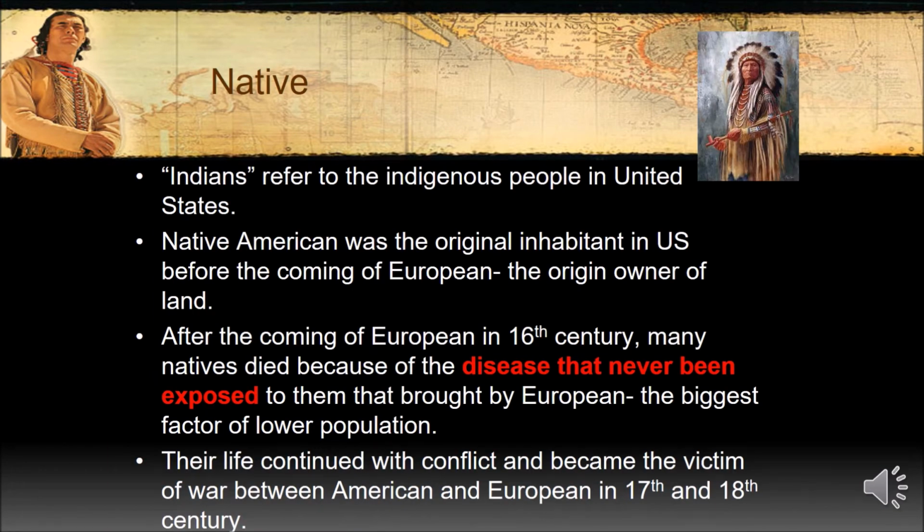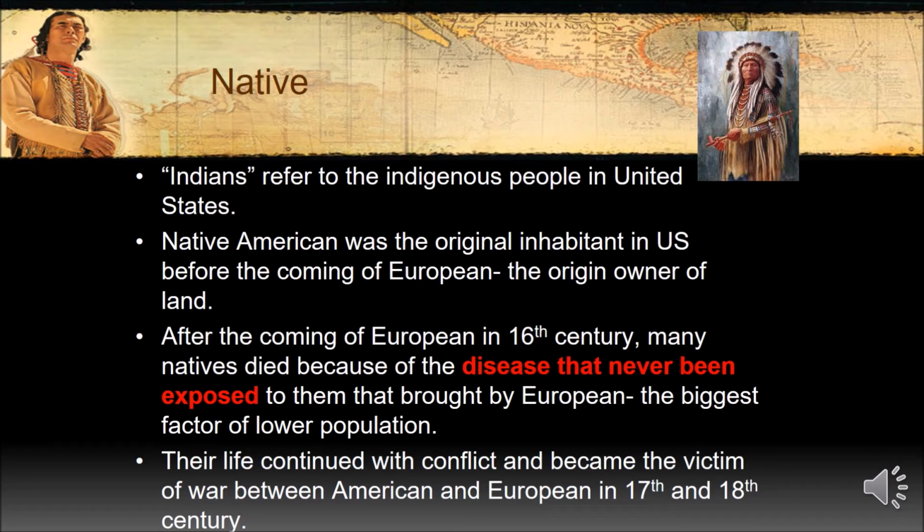The third point is natives. Indians refer to the indigenous people in the United States. Native Americans were the original inhabitants in the US before the coming of Europeans, which means they are the original owners of the land. After the coming of Europeans in the 16th century, many natives died because of diseases that they had never been exposed to, brought by Europeans. So this is the biggest factor in the lower population of natives.